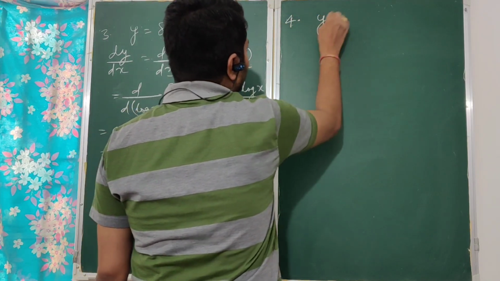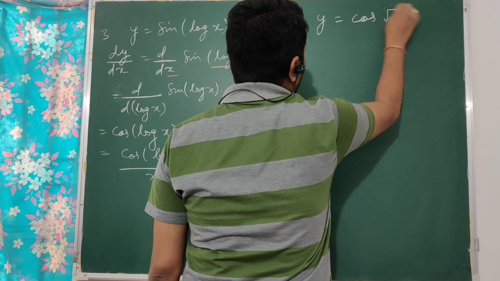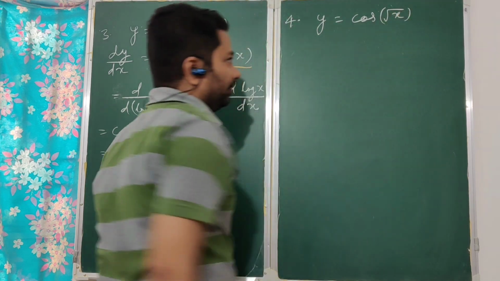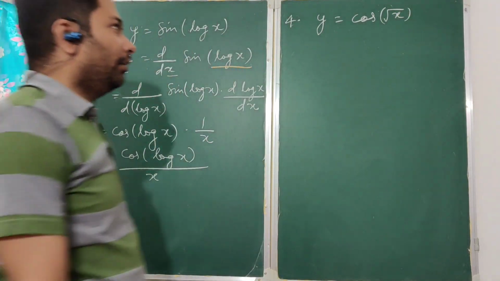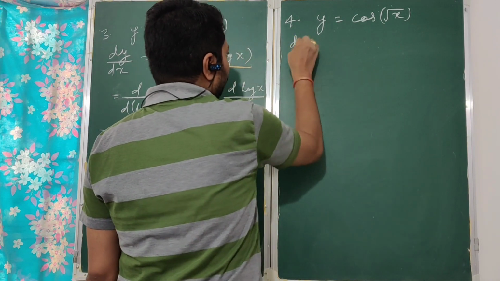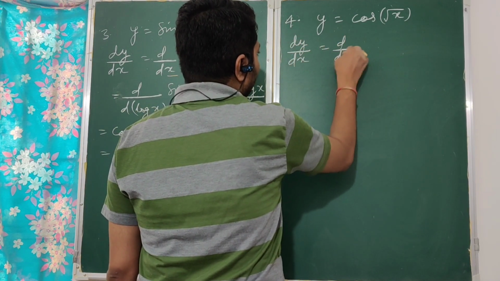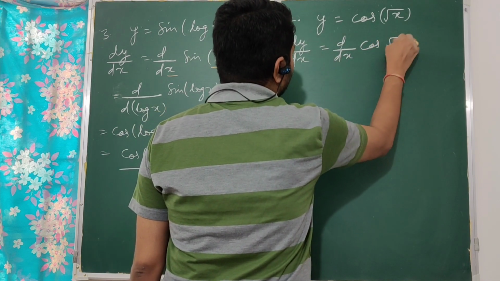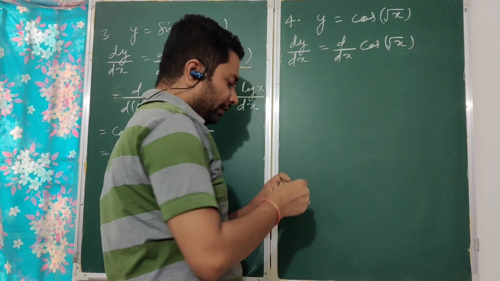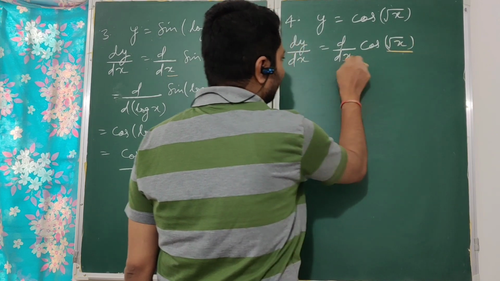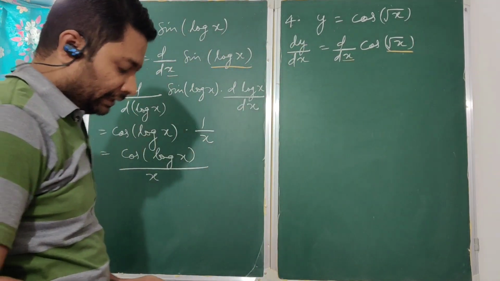Let's say you have something like y is equal to cos of root x and you want to differentiate it. How will you do it? So dy by dx, we can write it as d by dx of cos of root x. But the problem is here you have root x, and here you have x. So what do we do?